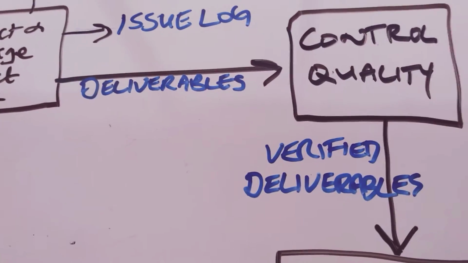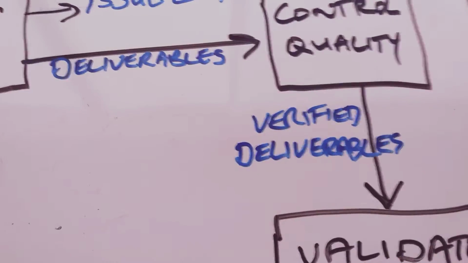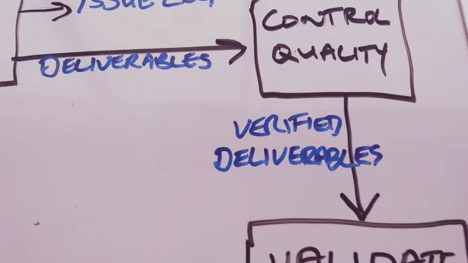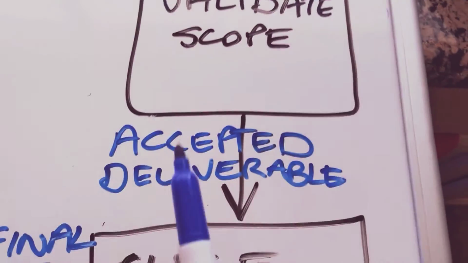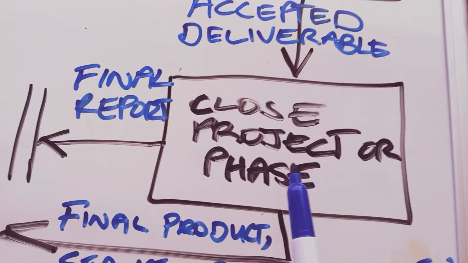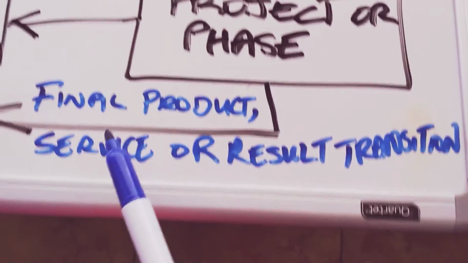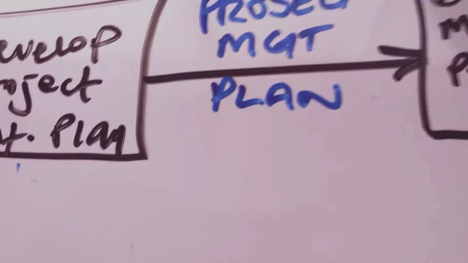Deliverables goes to control quality. From there we get verified deliverables when we've carried out an inspection and we've found the deliverable to be fit for use for the customer. It then gets sent to validate scope so the customer can check it themselves, and if the customer agrees that it is accepted, you get an accepted deliverable, and that goes to close project or phase, where we get a final product service or result transition and final report. But that's not the end of the story. There's more that happens in the mainline. So I'll show you the next part of what happens in the mainline.